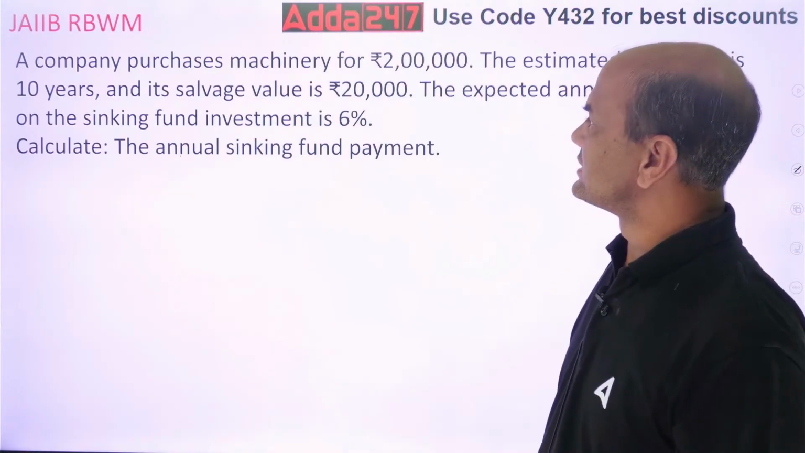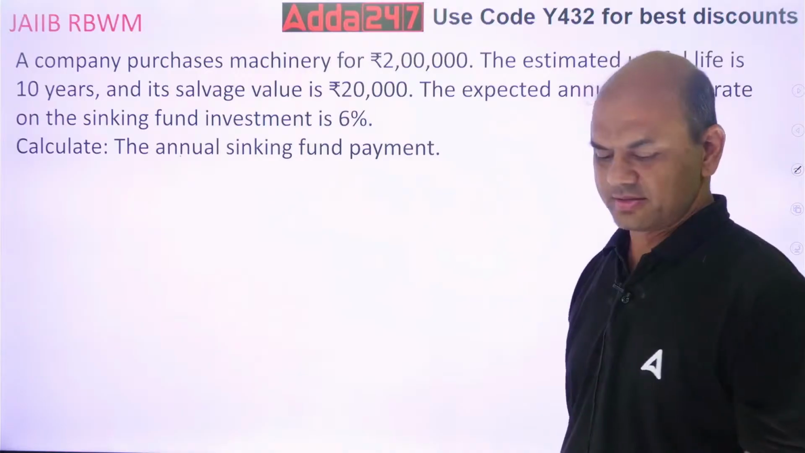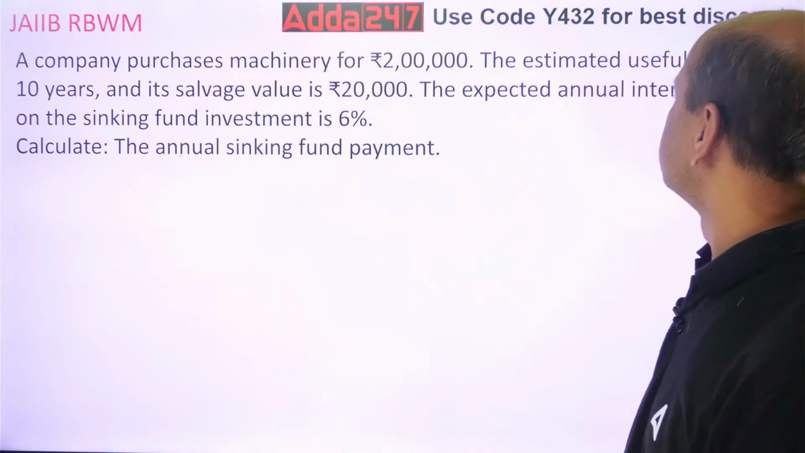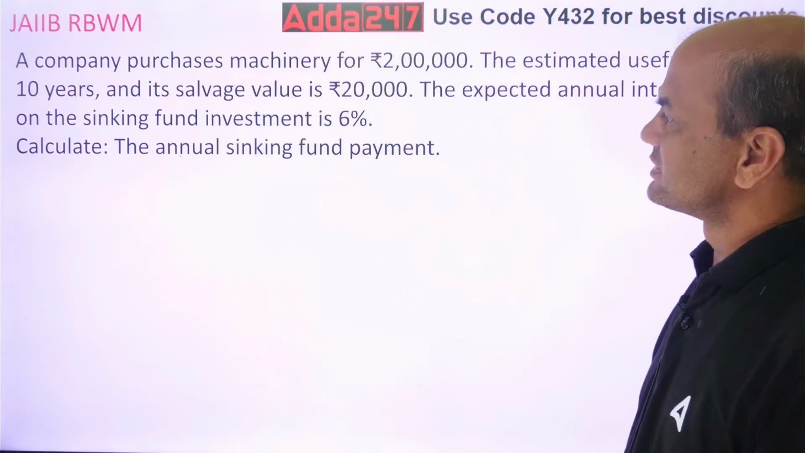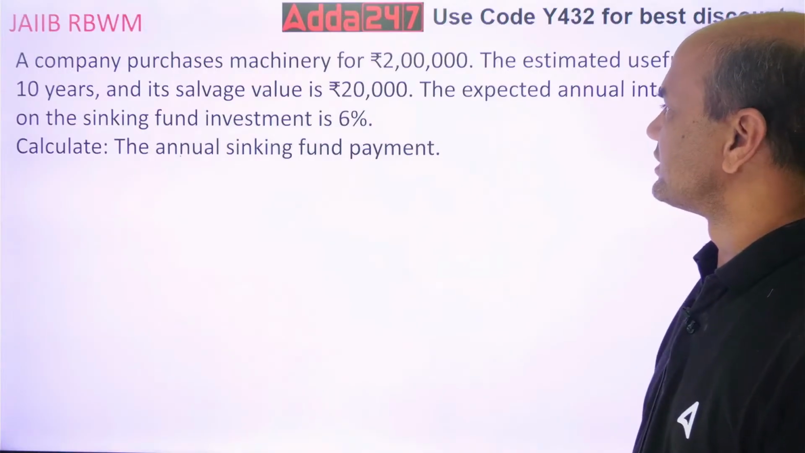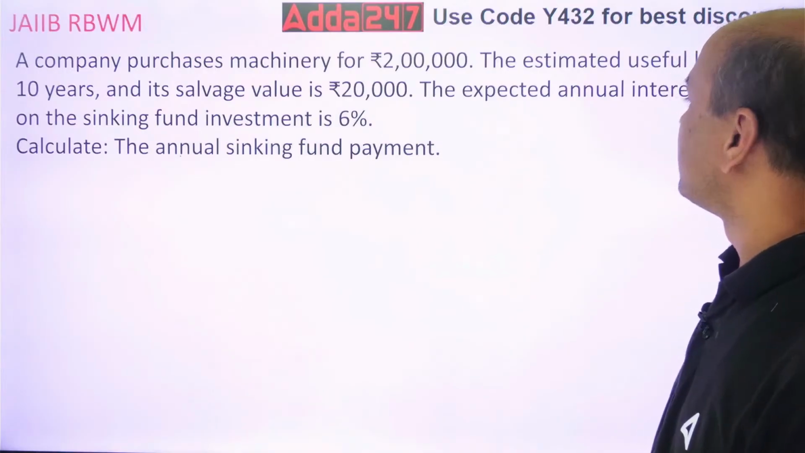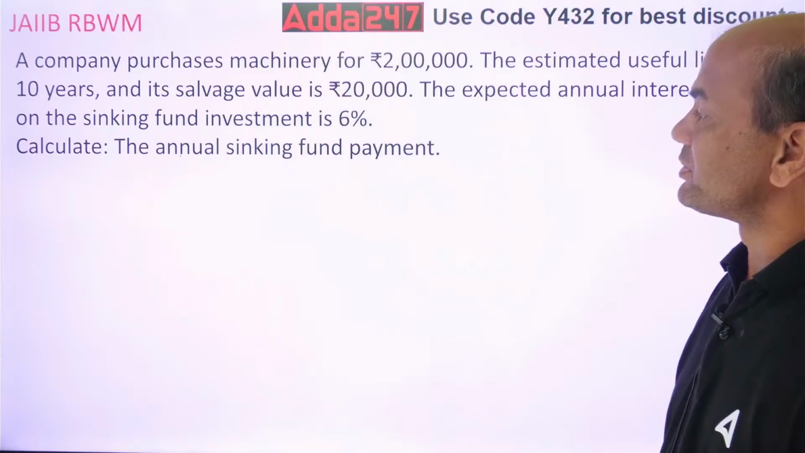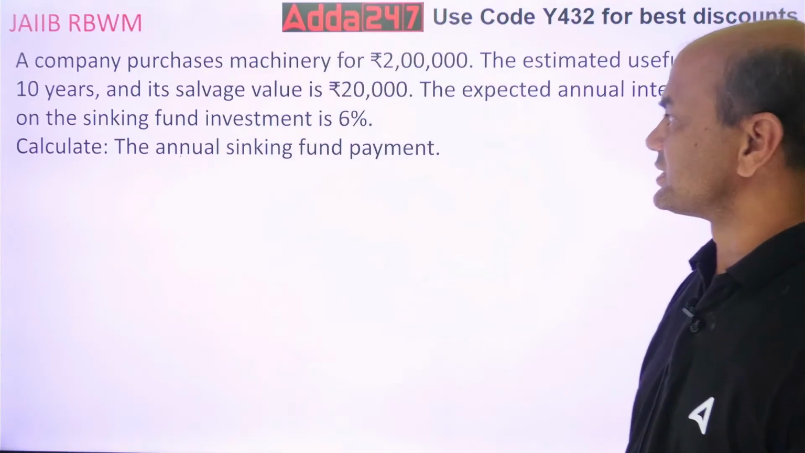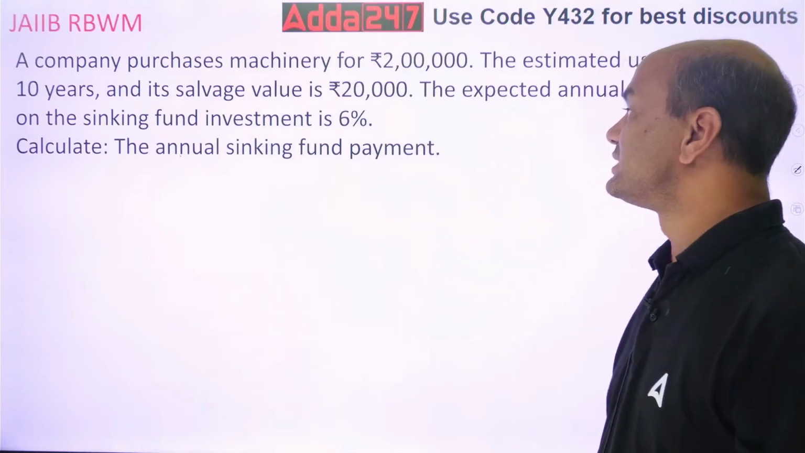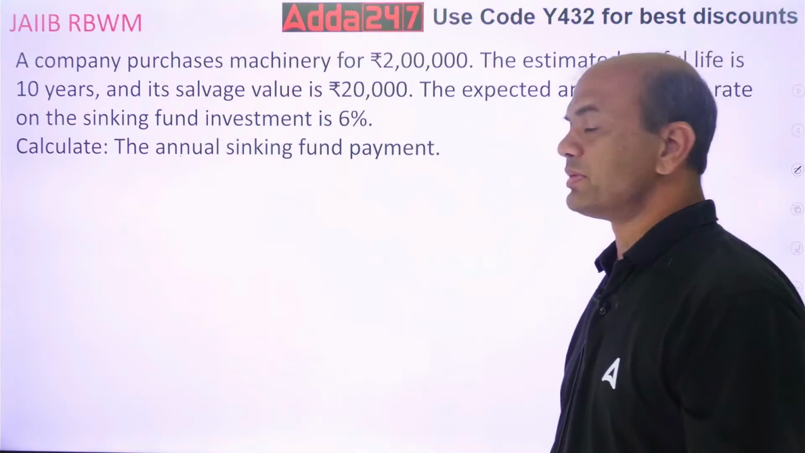A company purchases machinery for 2 lakh. The estimated useful life is 10 years. Its salvage value is 20,000. The expected annual interest rate on sinking fund investment is 6%. Calculate the annual sinking fund payment.